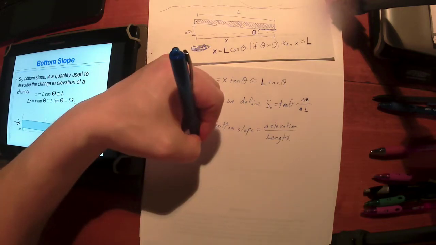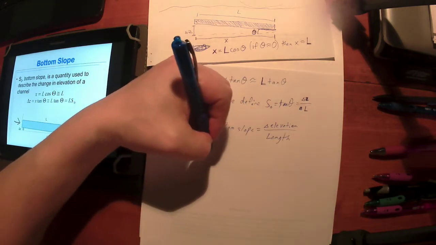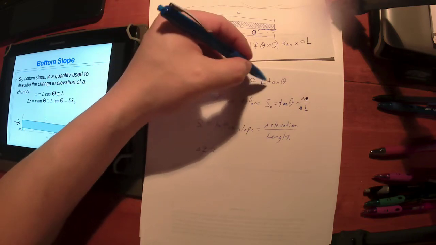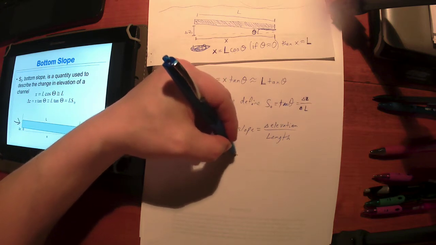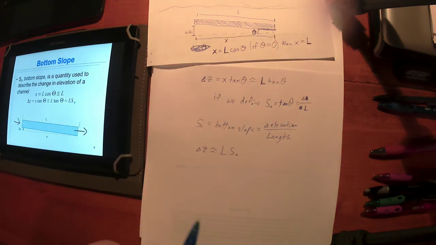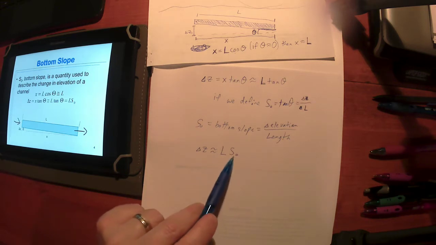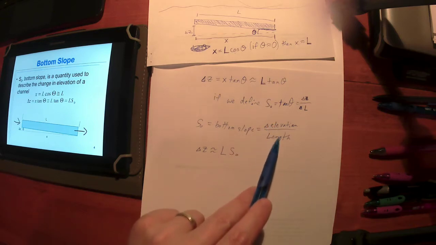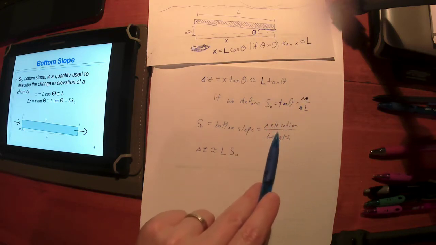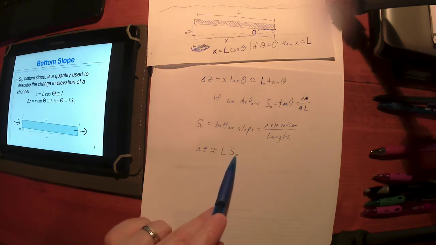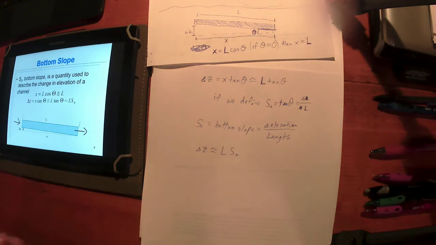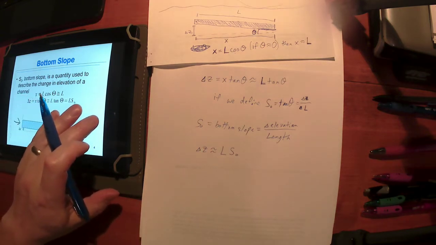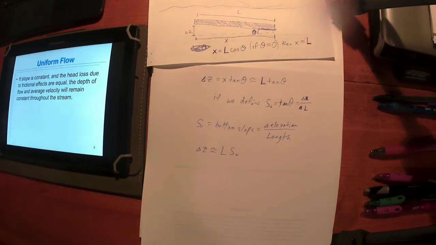And so what happens then is that the change in Z is approximately equal to this length times the tangent of theta. Well, this is the tangent of theta, this is length times S naught. Length times S naught gives me the change in elevation. So with this in mind, the bottom slope is length per length. It's the tangent of theta, it's the change in elevation divided by the total length. Multiply that by the total length, you get the total change in elevation. That's all we're saying.